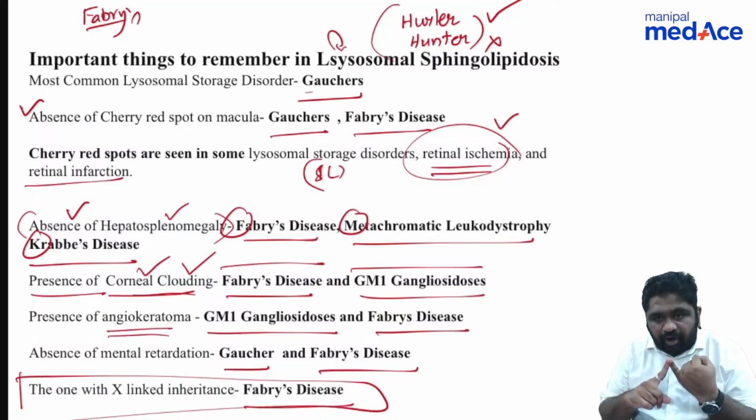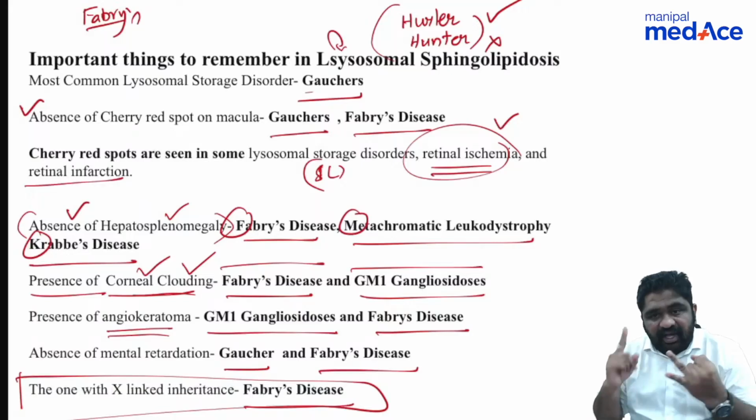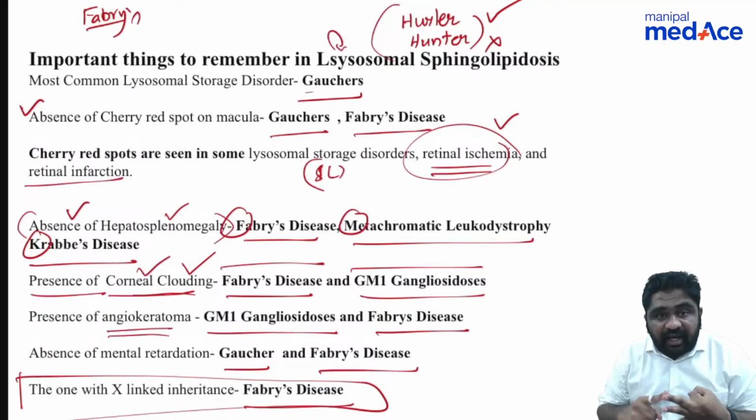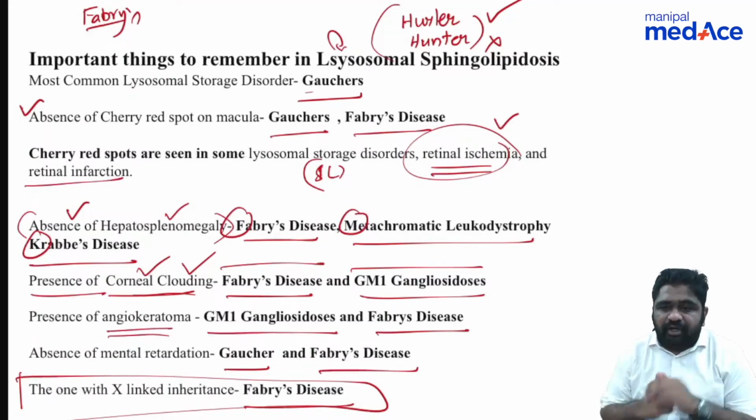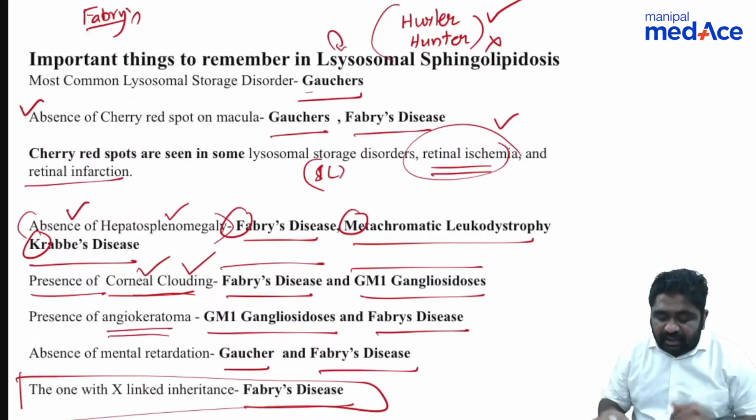Repeat: presence of corneal clouding, absence of cherry red spot, absence of hepatosplenomegaly, absence of mental retardation, and it is an X-linked disorder. 5 things to write about Fabry's disease, done and dusted.